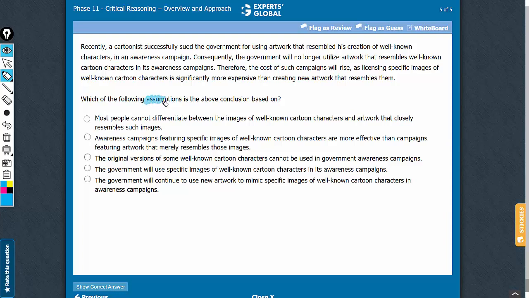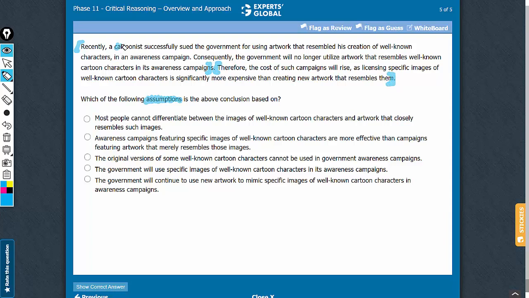This is an assumptions question. The conclusion of the argument is this last sentence here. Remember, an assumption is something that strengthens the conclusion of the argument and something that must be true for the conclusion of the argument to hold ground. The missing link is between all the information provided here and this conclusion here.